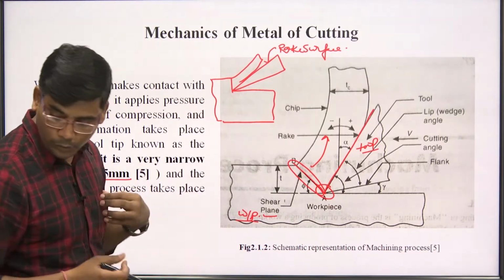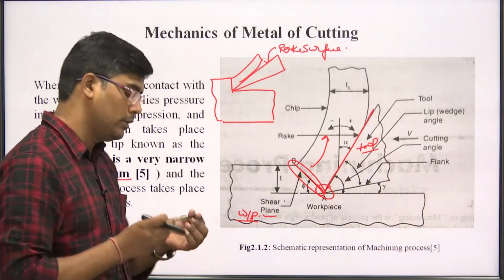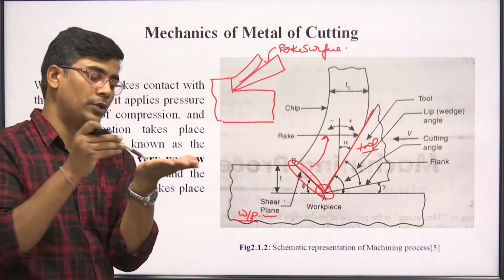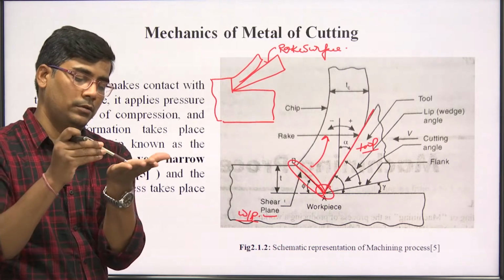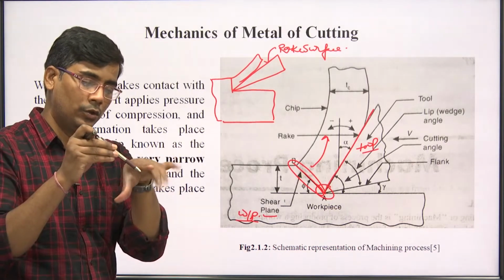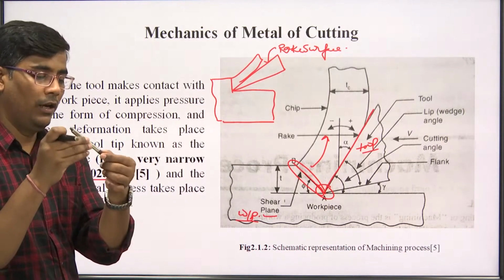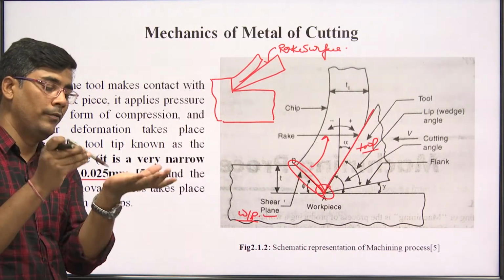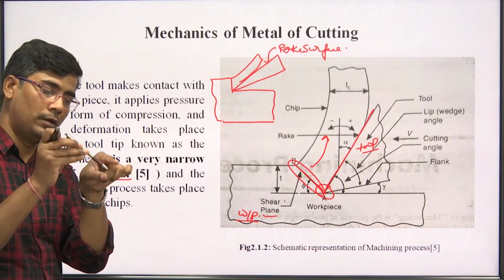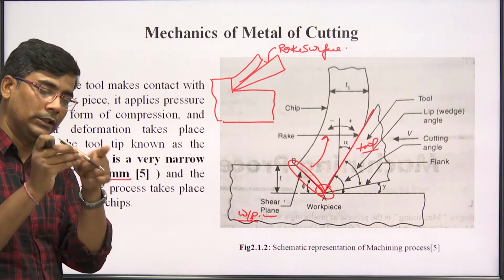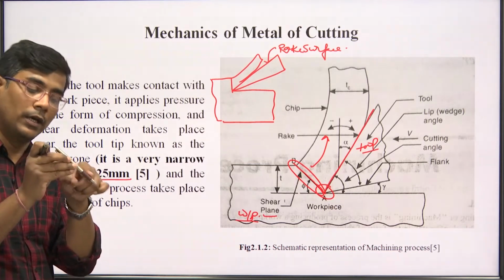Let's assume this is a cutting tool. You are machining from this side, and the chips move from this side, so it is known as a rake surface. If we are machining from this side and the chips move from this side, along this surface in the upward direction, it is known as a rake surface.